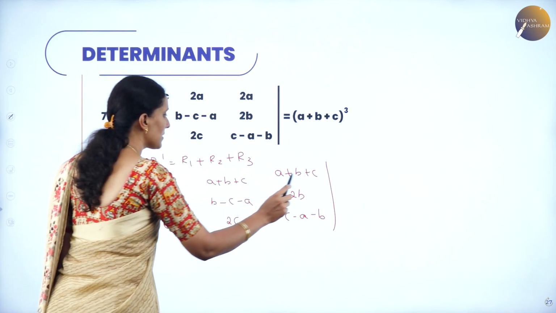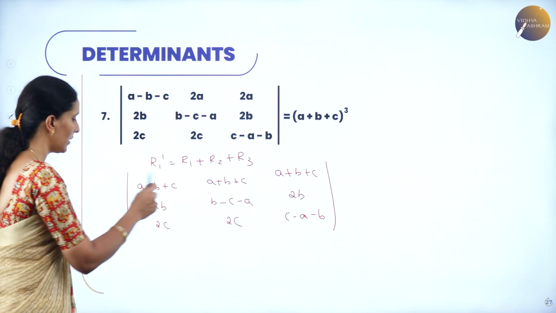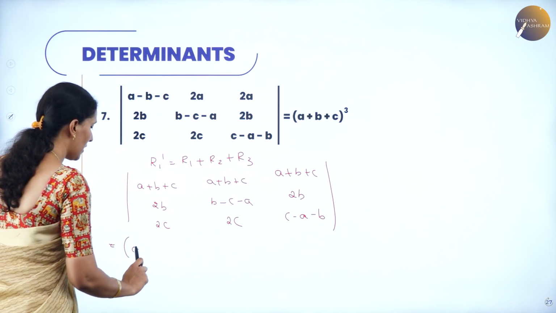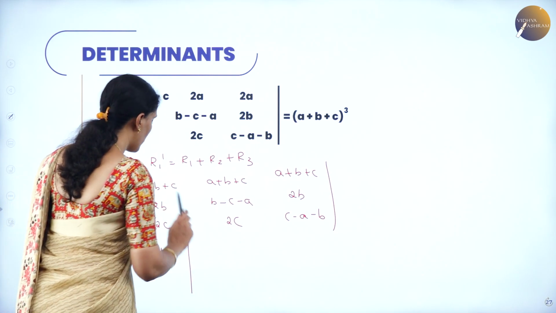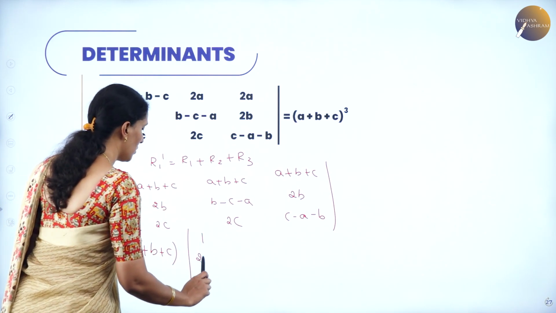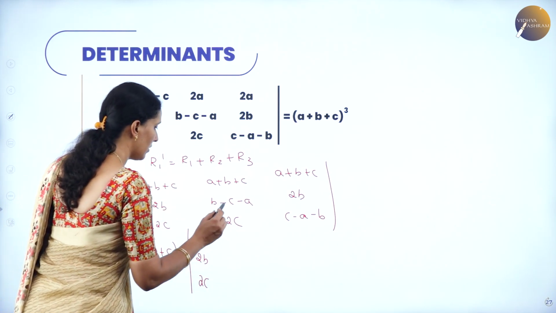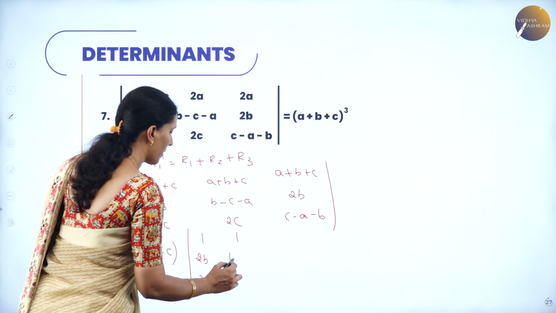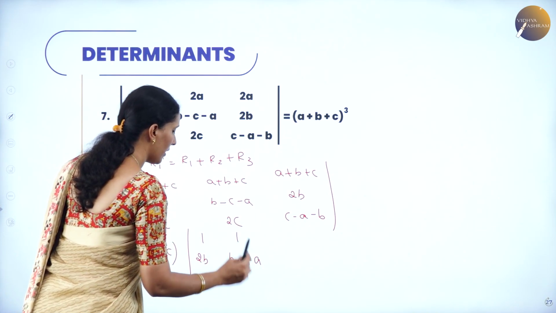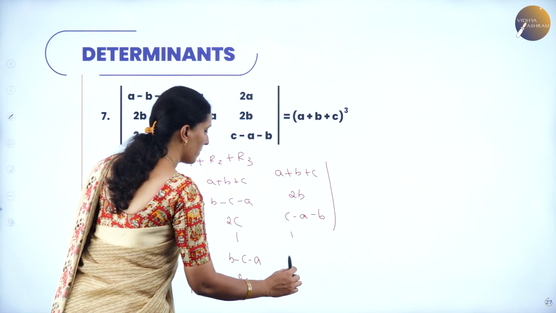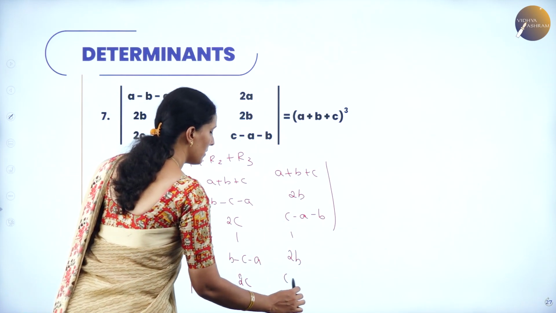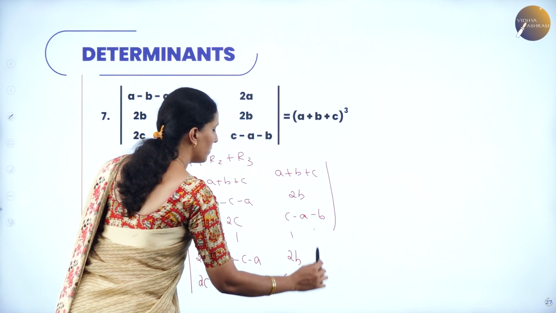Clearly, you can see A plus B plus C is a common factor in the first row element. Let me take it outside, A plus B plus C. So, when you take it outside, you are left with 1, 2B, 2C here. And here it is 1, B minus C minus A. And here it is 2C again. And here 1, 2B, C minus A minus B.